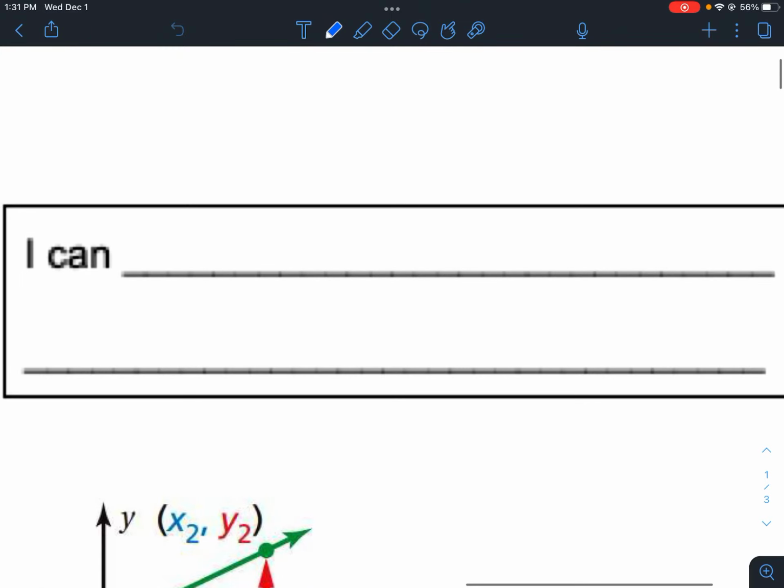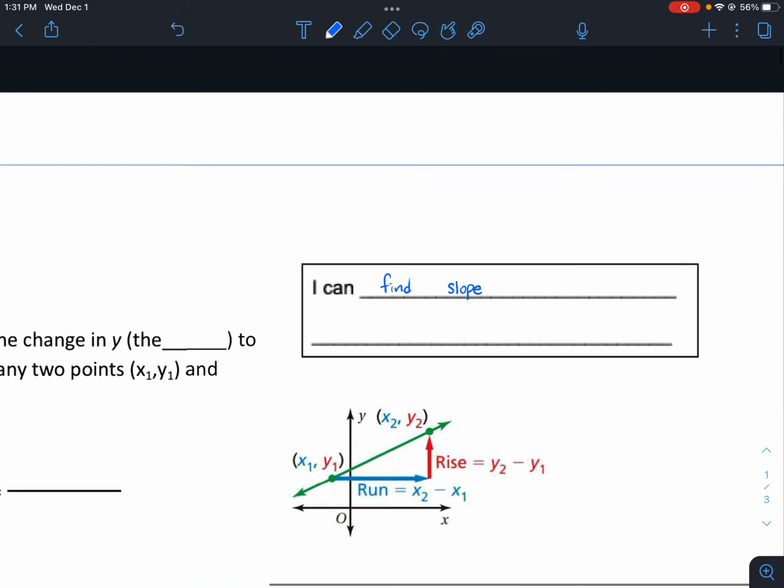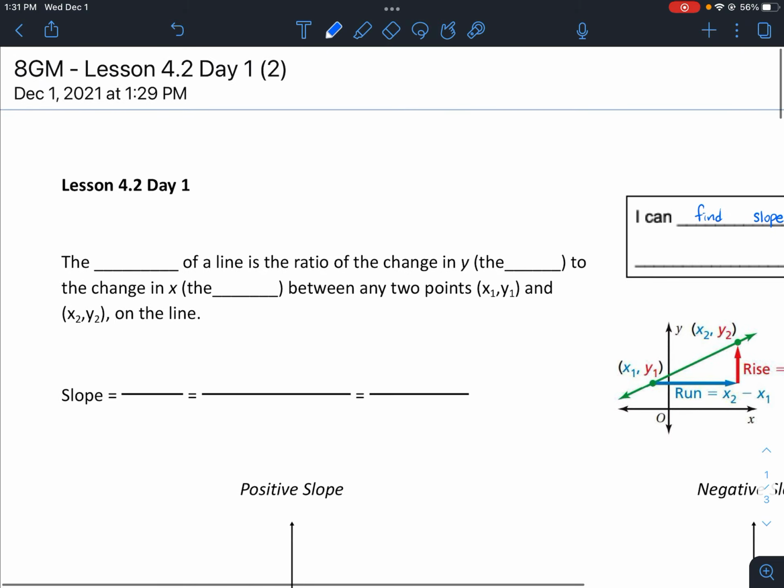All right, in this lesson, we are going to talk about finding slope. Okay, so I can find slope is the objective for this lesson. What is slope? The slope of a line is a ratio of the change in y, which is the rise, to the change in x, which is the run between any 2 points.